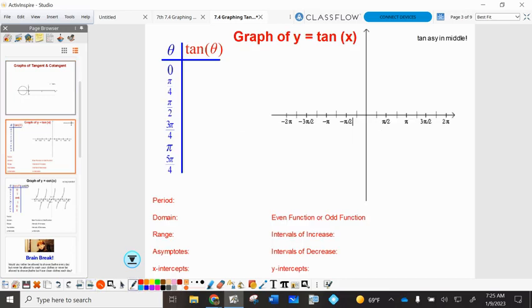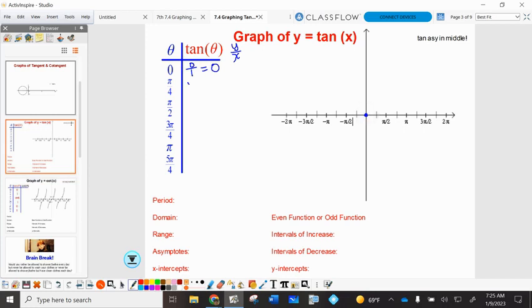Okay, so at 0, we know that our tangent value is our y value over our x value. So at 0, my y value is 0 and my x value is 1, and so 0 over 1 is 0. So the tangent is at the origin. When it's at 0, it's at 0.